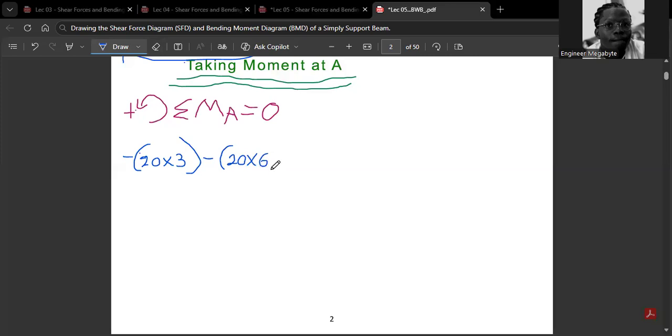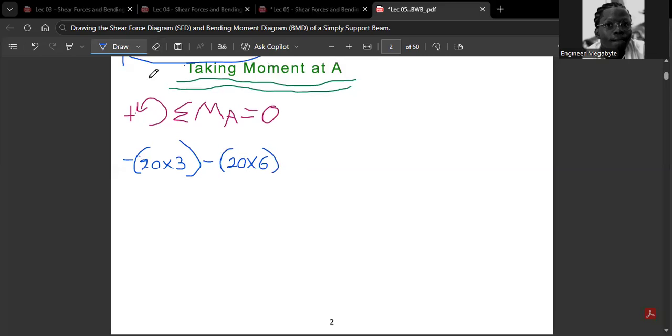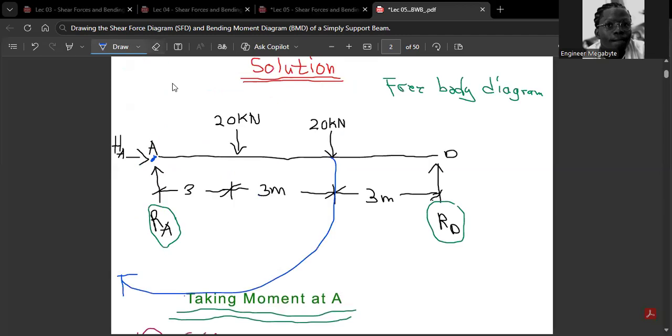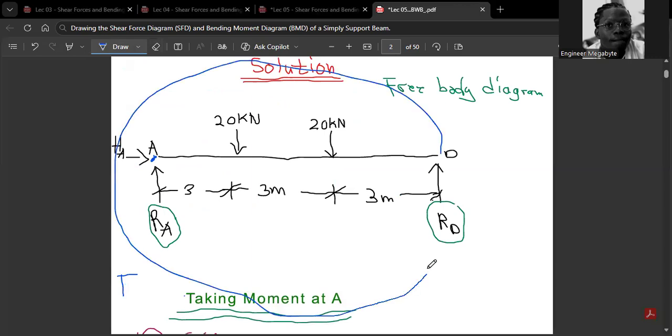Good. You see, we are moving. We are making progress. Then the last one is going to be what? If you are standing over here, A, and you open to D, that is the last point. If you take this reaction, realize that this is going to take an anticlockwise moment. We said anticlockwise is positive, so it's going to be positive RD times the whole distance: 3 plus 3 plus 3. And that is what?